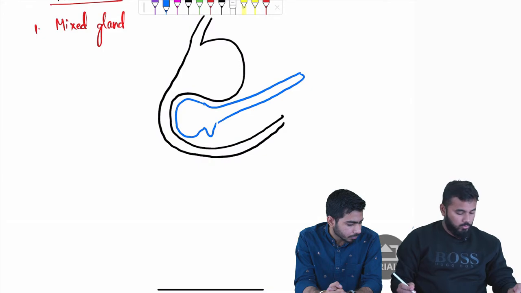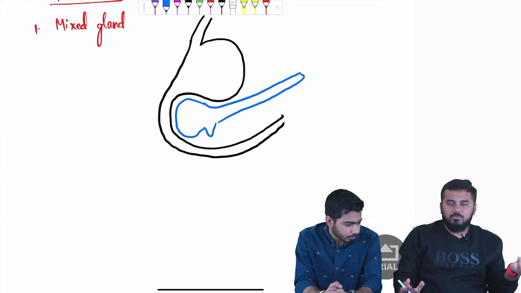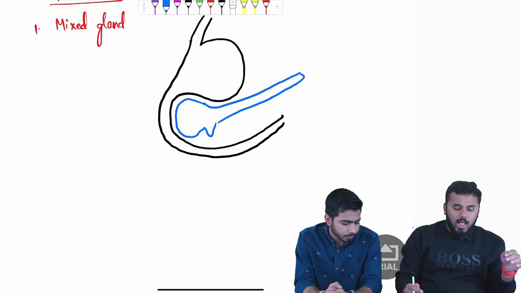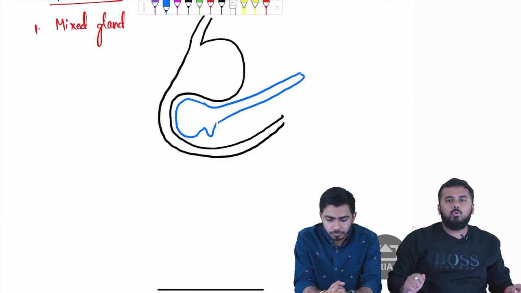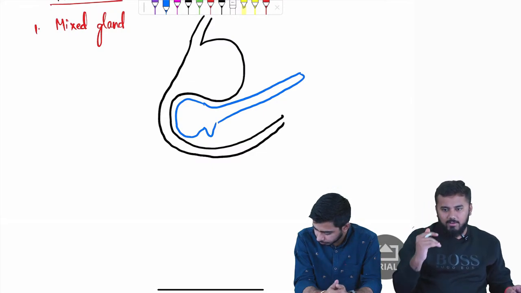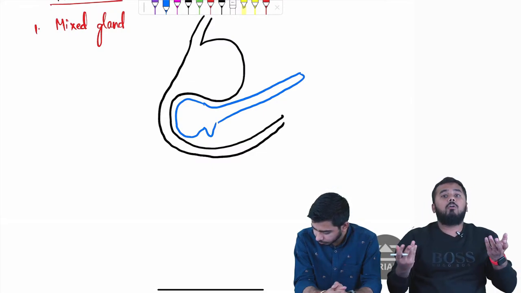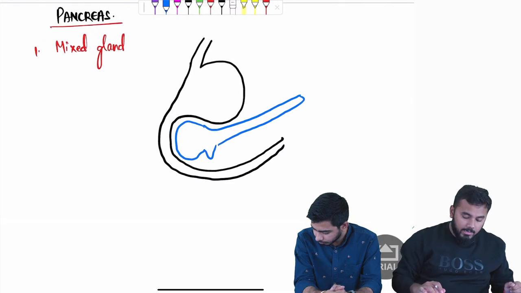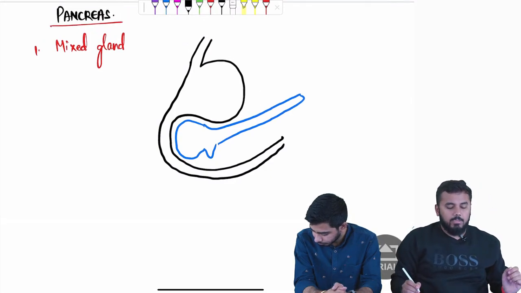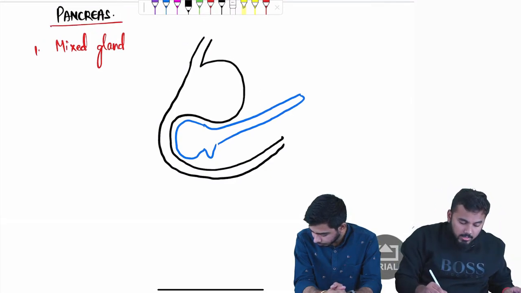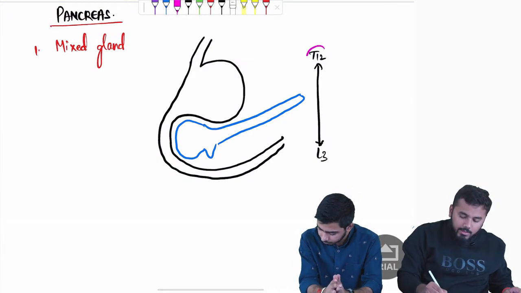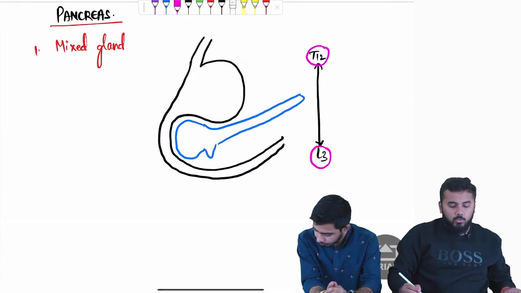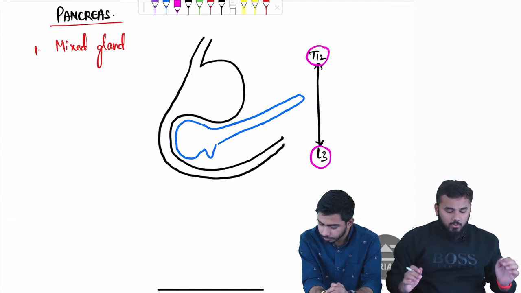Fine, you told me what the pancreas is and where it is located. But how will I know, for example, if a person is standing in front of me and I have to tell that from this level till this level there is pancreas? What is the topographic anatomy of that? The pancreas ranges all the way from T12 to L3. This is very, very important. From T12 till L3, you have the pancreas.